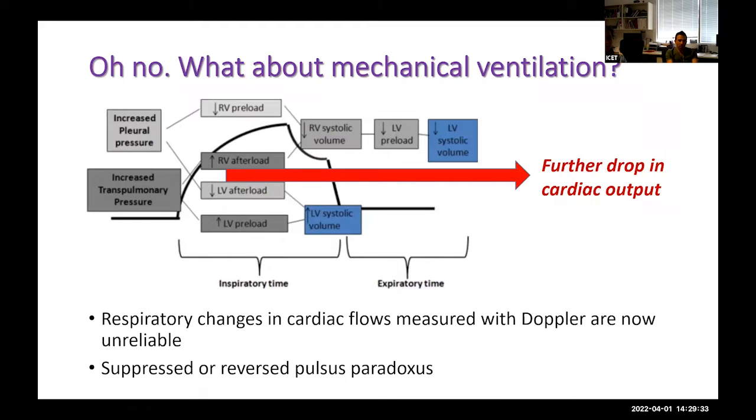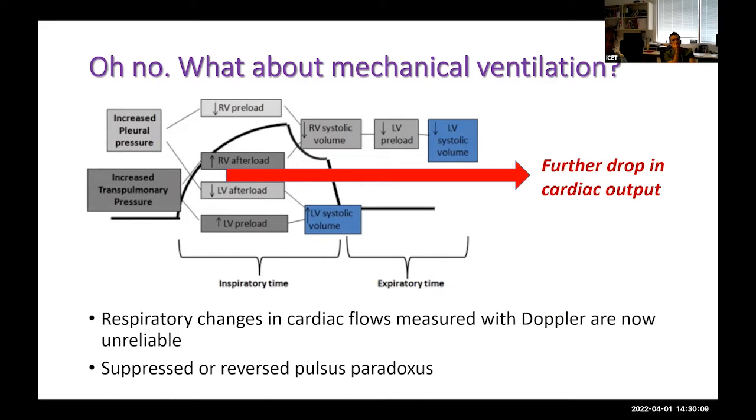Oh, well, what happens when we actually embark on mechanical ventilation? I'm afraid the news is not good. Pleural pressure becomes positive and is transmitted to the pericardium and heart chambers. Therefore, pericardial pressure will rise, right atrium and right ventricular transmural pressure will fall, and you generally get a further fall in cardiac output, which is mostly due to the decrease in the right ventricular end diastolic transmural pressure, and also further loss of right ventricular preload.